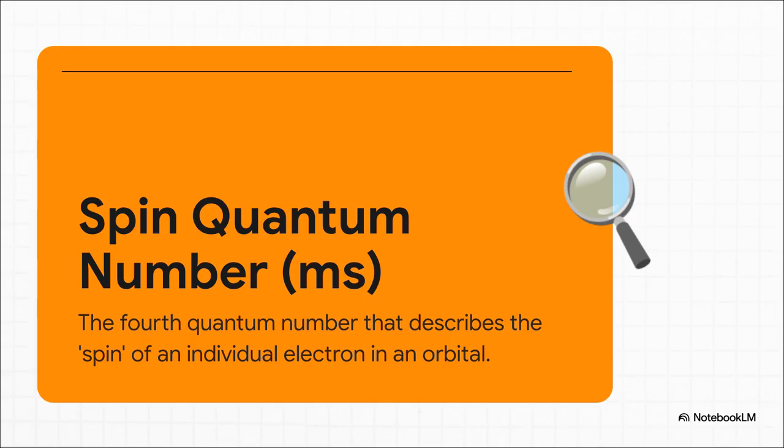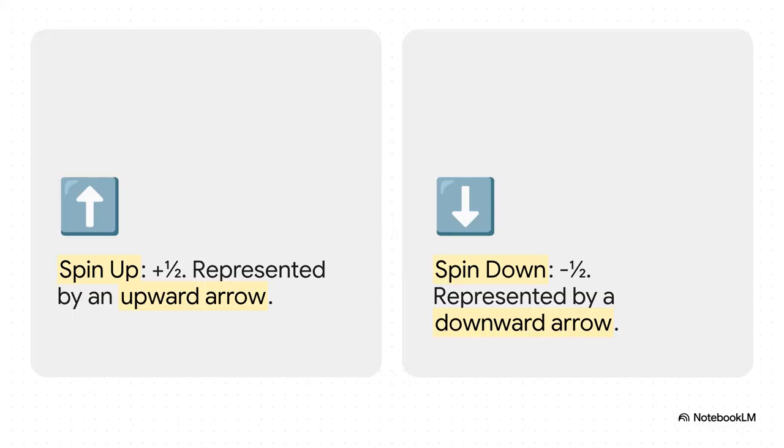You can kind of picture it like a tiny little spinning top that can only spin in one of 2 opposite directions. And there are only 2 options here. That's it. We call them spin up, which has a value of +1/2, and spin down, with a value of -1/2. This is the final, crucial piece of the address. It means that if 2 electrons are going to share the same orbital, the same room, they absolutely must have opposite spins. This is what guarantees that every single electron has its own unique quantum address.